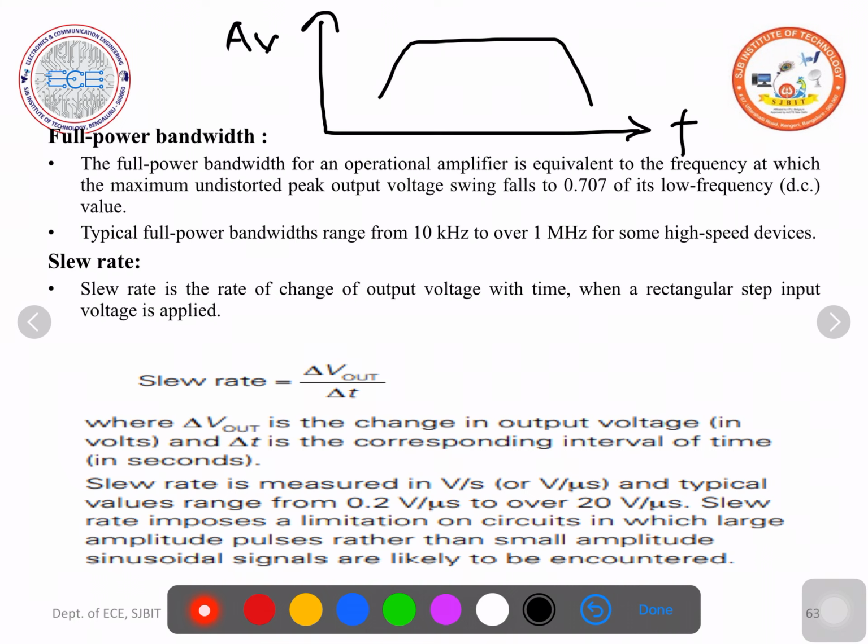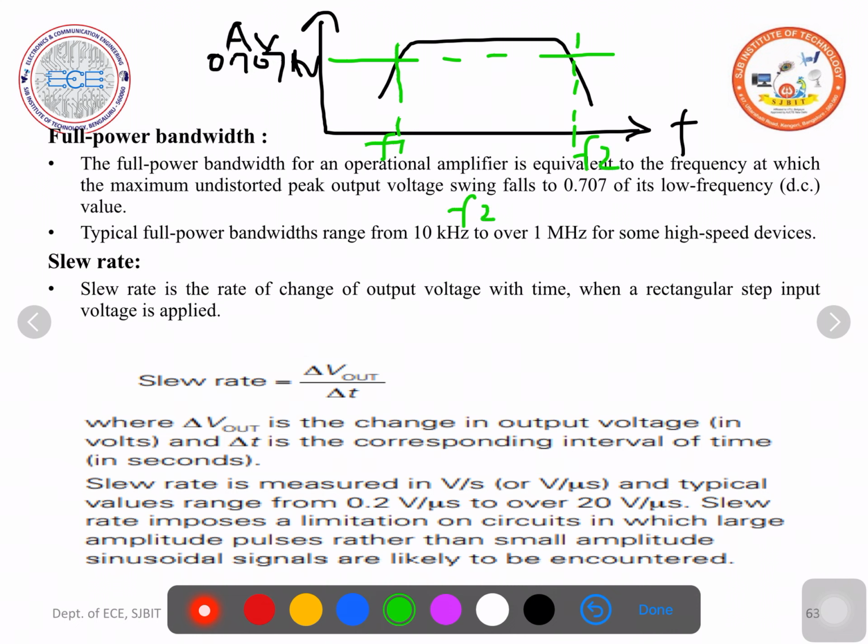Full power bandwidth. You know what bandwidth is. If you consider this as a frequency response, this is a voltage gain. So how do you find out the bandwidth? In the previous videos we have seen, we will plot a line at 0.707 of AV, or 70.7% of the maximum gain, the mid-band gain.